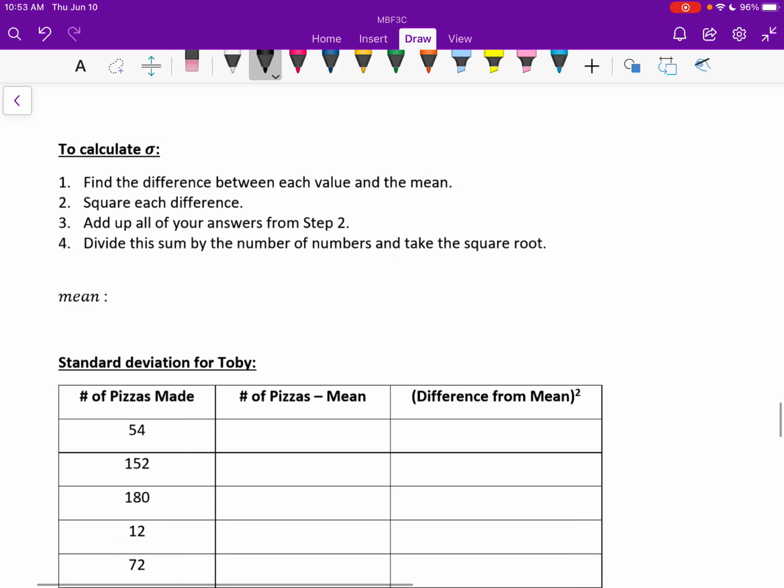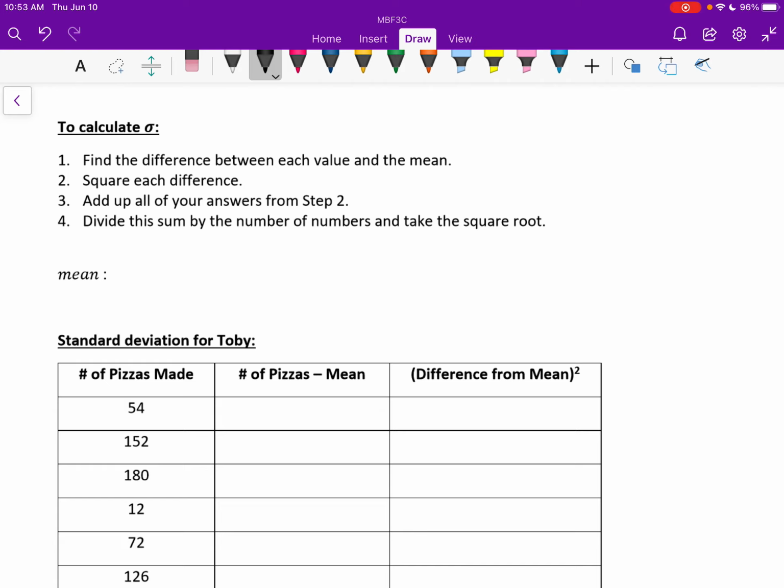So in order for us to calculate sigma, what we need to do is figure out the difference of each value from the mean. Then we need to square each difference, then add up all your answers, and then divide by the number of numbers. So you go back and divide by however many terms you had, and then take the square root. I know this seems really confusing, so I'm going to walk you through this.